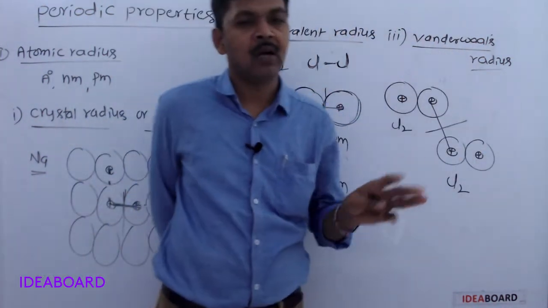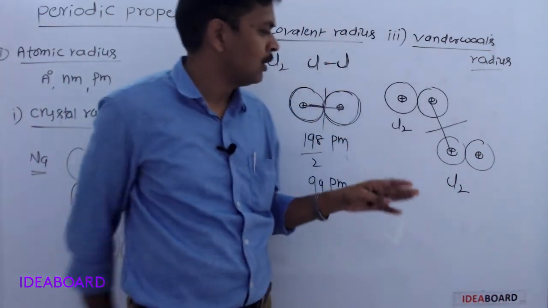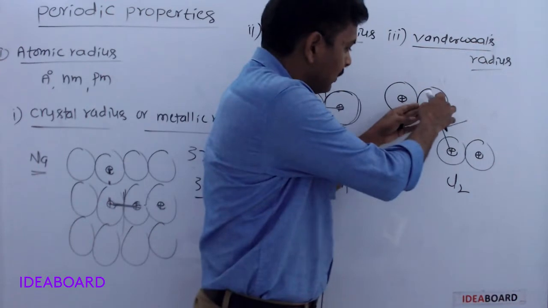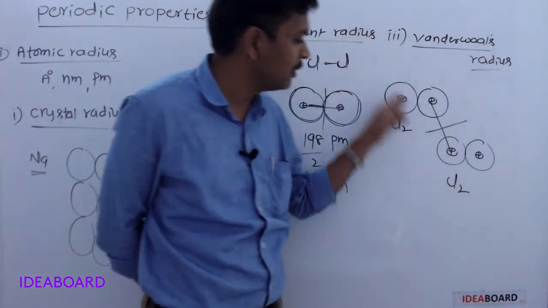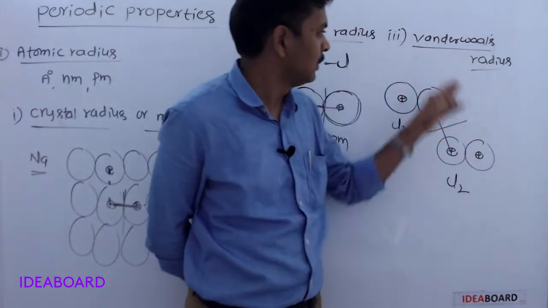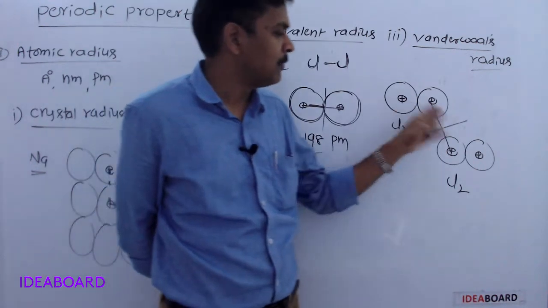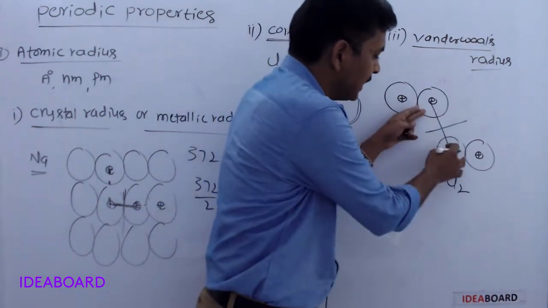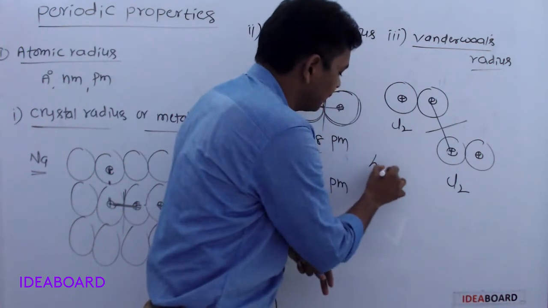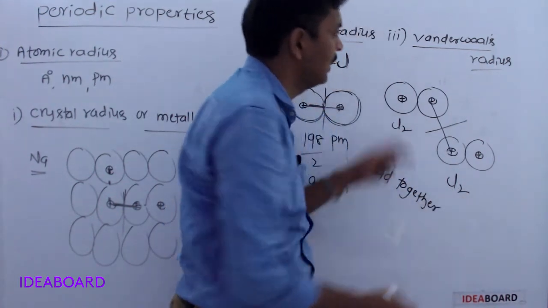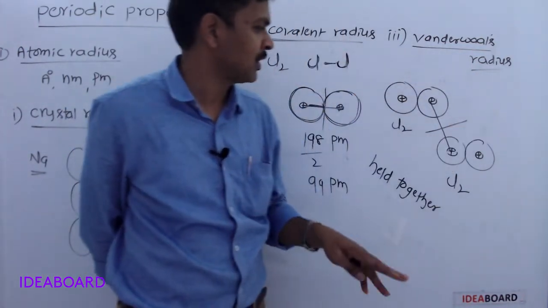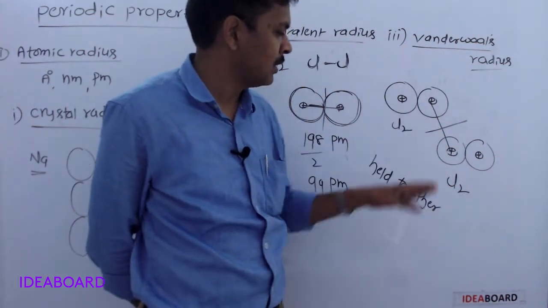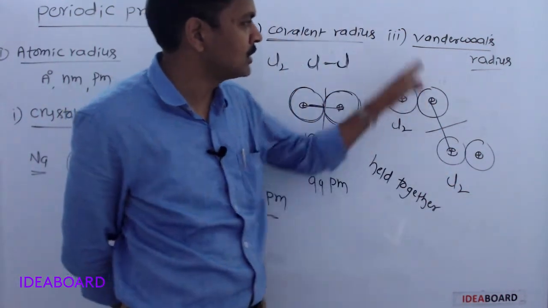So this can be defined as half of the internuclear distance between two adjacent atoms of molecules which are held together by van der Waals forces, and it is called van der Waals radius.